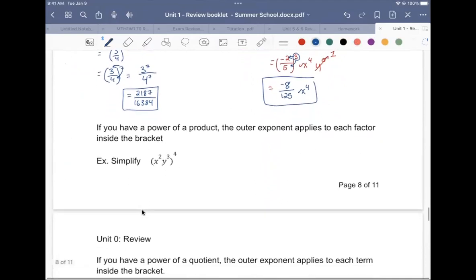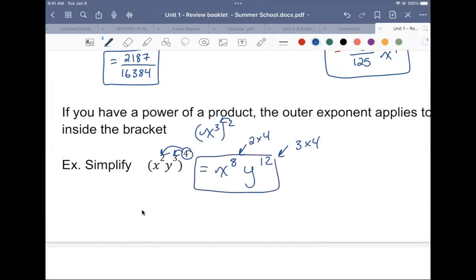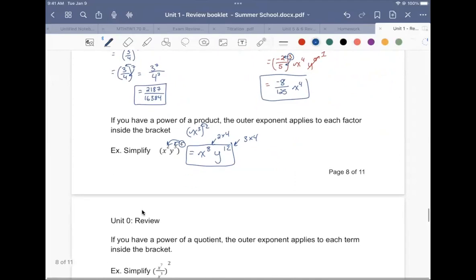Now, if you have a power of a product, the outer exponent applies to each factor inside the bracket. What that means is similar to when we looked last at, say, x to the 3, 2. We multiplied that through. This 4 now is going to multiply both of those numbers. So I will actually get x to the power of 2 times 4 is 8, and y to the power of 4 times 3 is 12. This is 2 times 4, and this is 3 times 4. And that is my simplified breakdown of it.